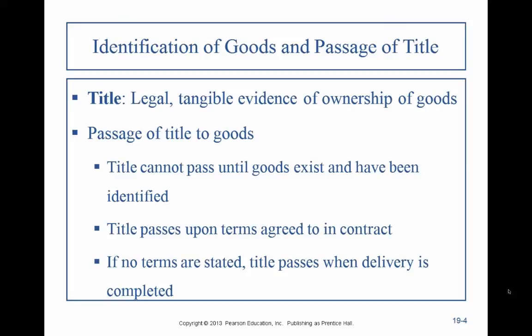But how would I even know that unless I've thought through these issues, right? And that's the important thing, because if no terms are stated, the UCC is going to have its default rules. Title passes when delivery is completed. And we'll see, delivery completed can mean different things. What kind of a delivery is it? Is it a shipment? Is it a destination? Is it a warehouse delivery?